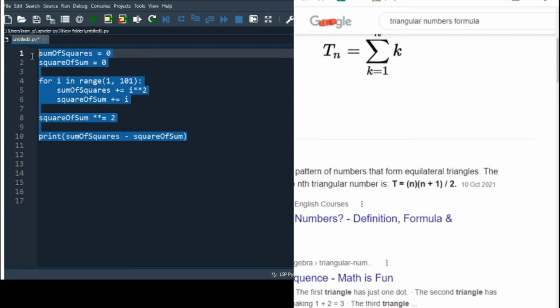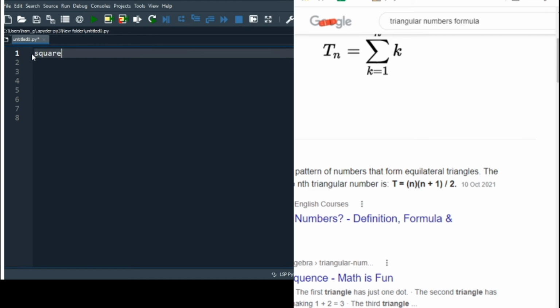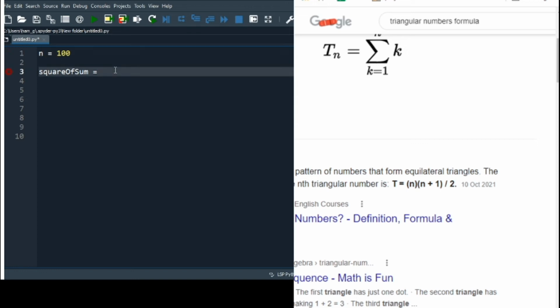So let's get rid of all this, we don't need any of this. Square of sum equals, and in fact I'm going to declare n as a separate variable because we're going to use it in the other formula as well. n equals 100. So it was n times n plus 1 divided by 2, and it's all of this squared, so it's the square of the 100th triangular number. So square that. That's that one.